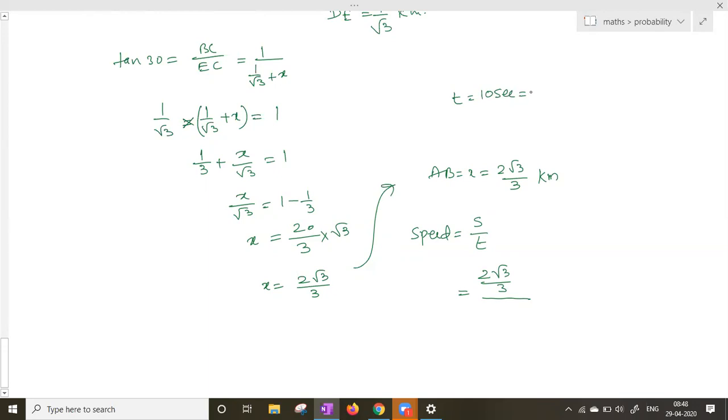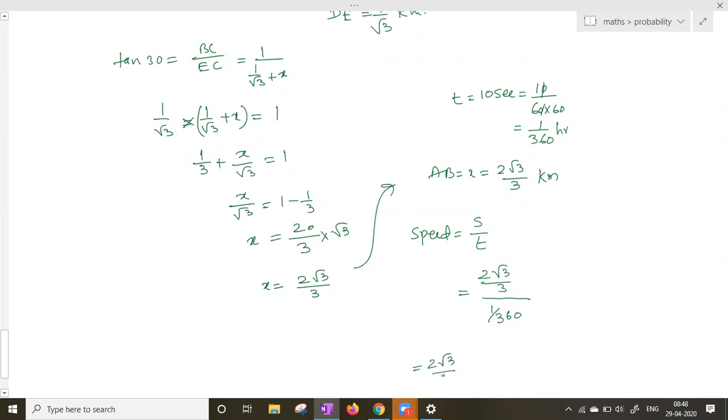how to convert into hours? Divided by 60 into 60. Divided by 60. So this 0 gets cancelled. 1 by 360 hour. So it is 1 by 360 hours.